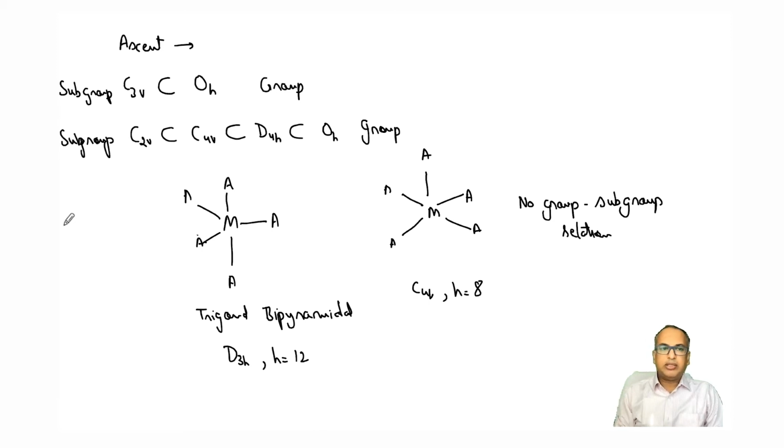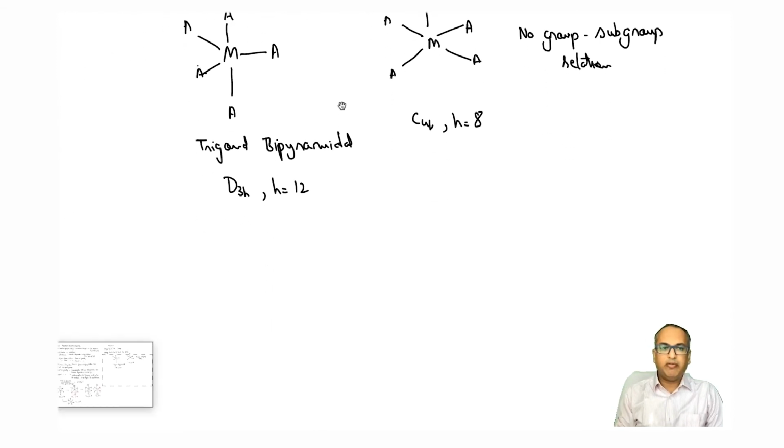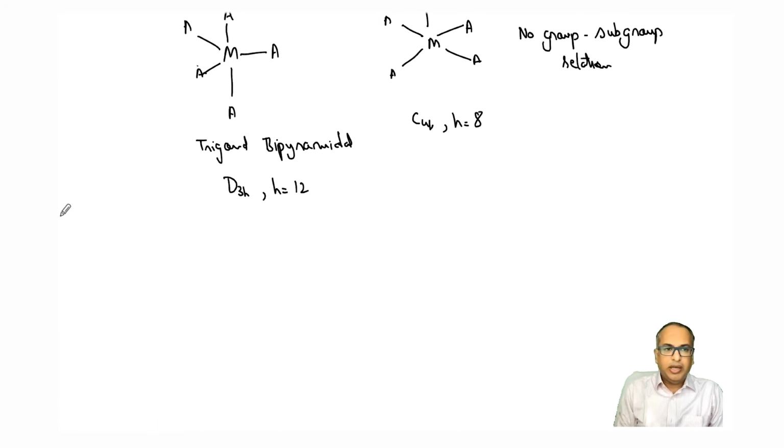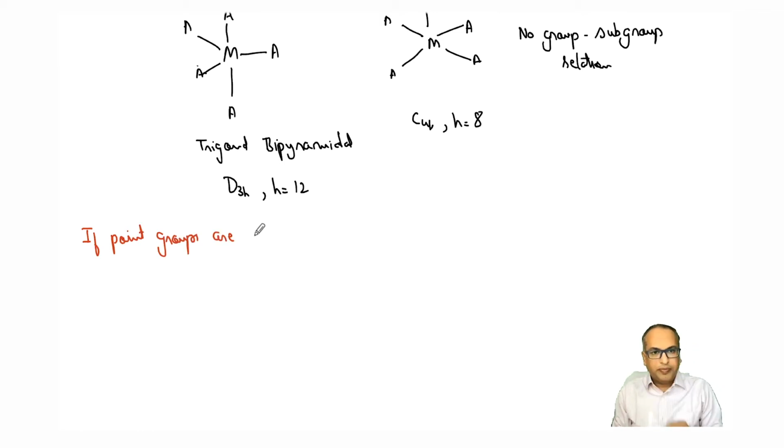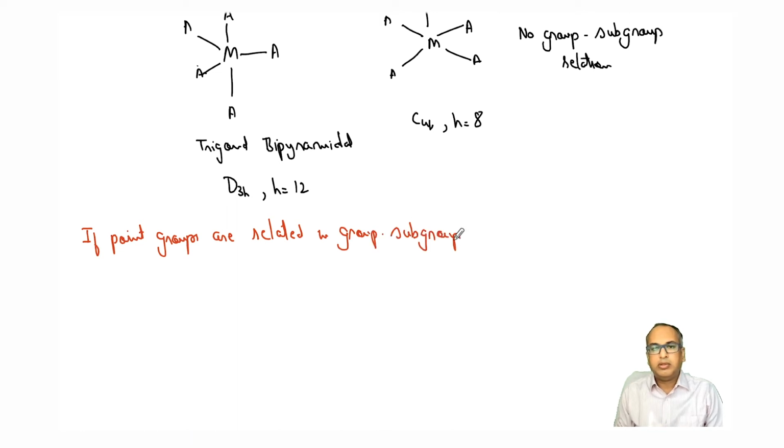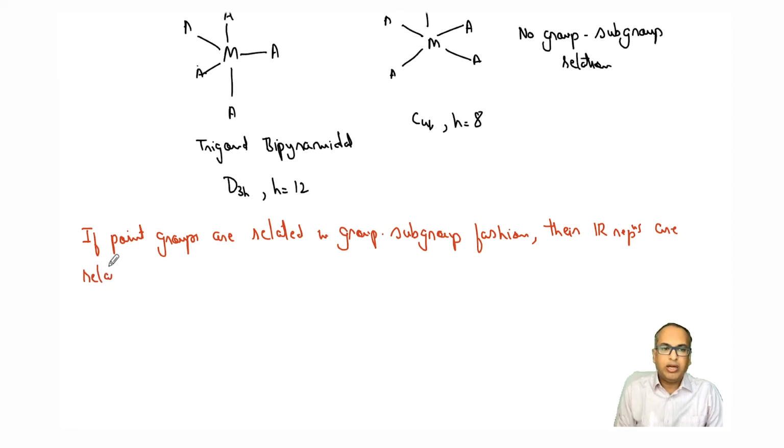Now the most important point in all these relations, the reason we are discussing this group subgroup relation, and I will write it in red because it is really important: if point groups are related in group subgroup fashion, then their irreducible representations are related too. How they are related, we will see.